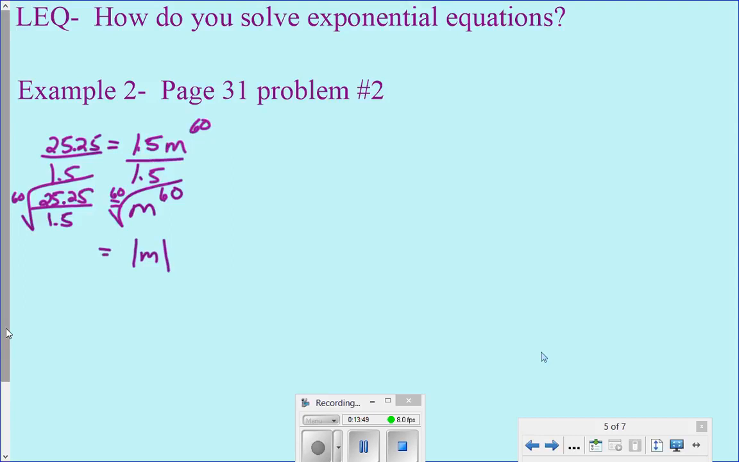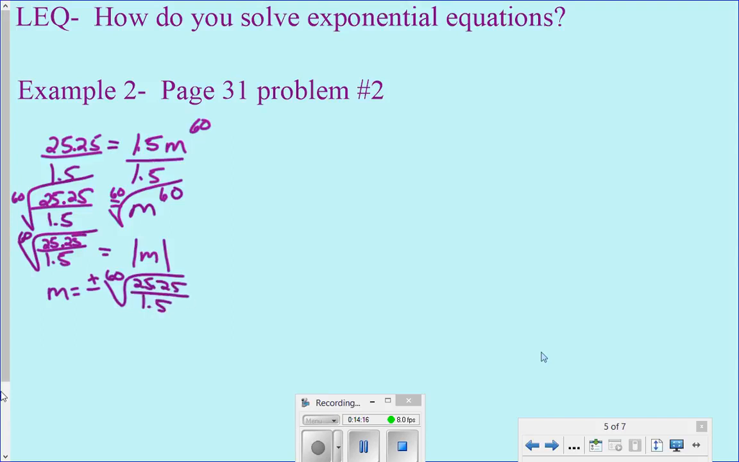Now in this particular problem, we actually don't care about the negative, so we just kind of drop it. I'm still going to write it though for now, because multipliers can't be negative. So we have the 60th root of 25 divided by 1.5. That's not a nice number, so that's why I left it exact rather than rounding. So I have plus or minus that number. Again, I'm not rounding that. I'm leaving it exact.